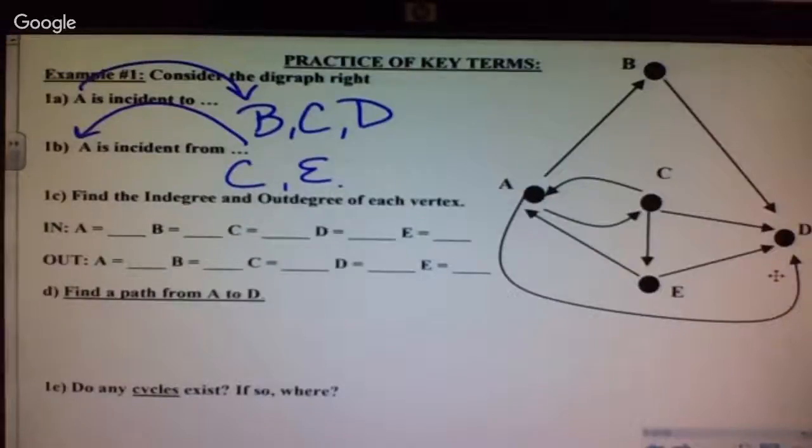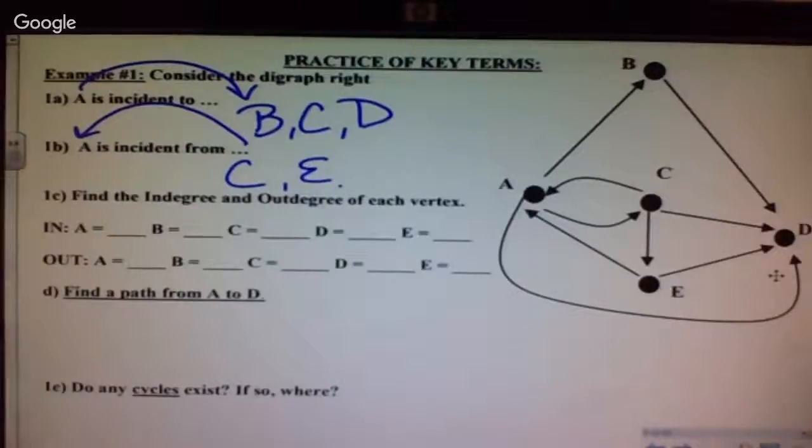Be careful on your test how they list these. When we did the previous example, we talked out and then in. Look what they did here: in and then out. So you've got to be careful what they're listing first.